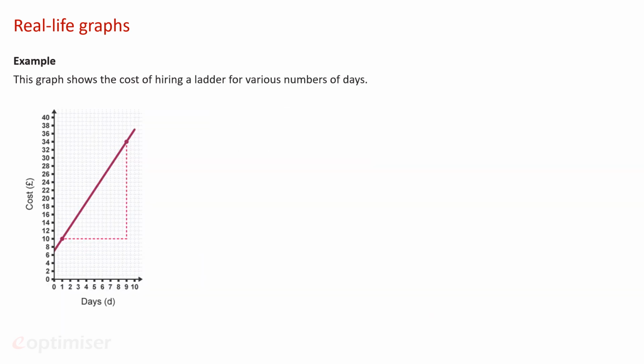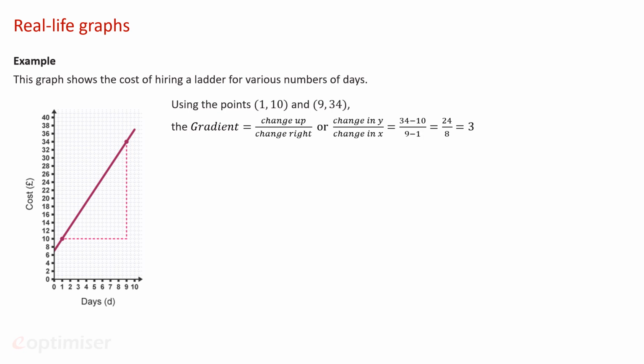So this is another graph where the graph is not going through 0, 0. The line is starting around 7. In the y-axis, it's cutting at 7. So this graph represents the cost of hiring a ladder for various number of days. So by looking at this one, you can find the gradient. So get any 2 points.